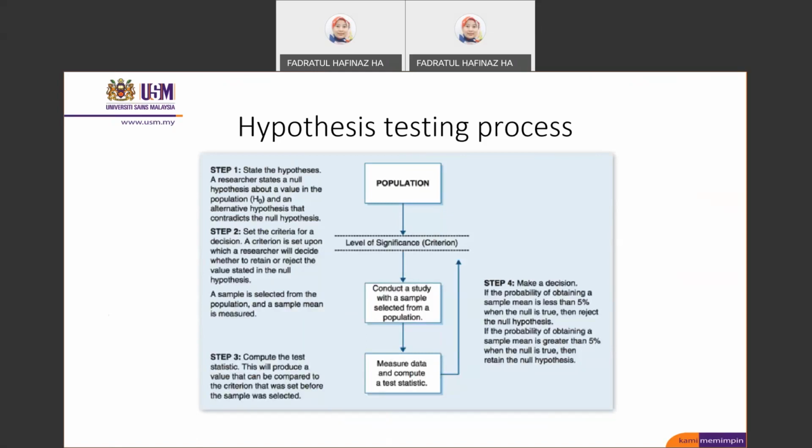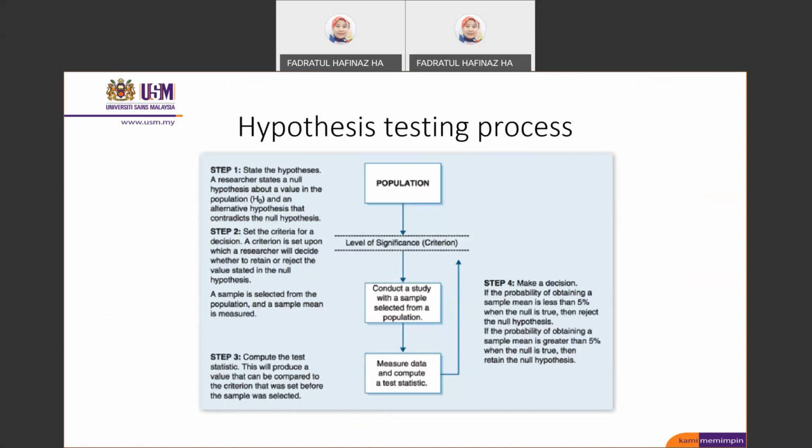So for step 2, you need to set the criteria for a decision, whether you want to reject it or not. In this case, we use the level of significance. The criteria is the level where we set the value for the level of significance. Also, we're going to select a sample from the population, and then measure the sample mean of the sample.